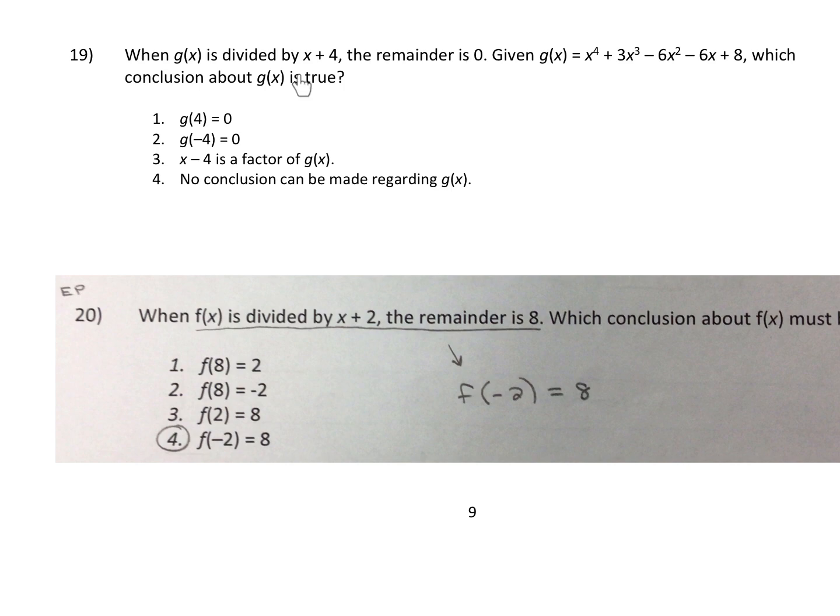Okay, so the remainder theorem says that instead of dividing by x plus 4, we can substitute in a negative 4 for this x. So this is telling us that g of negative 4 is equal to whatever the remainder is. They're telling us the remainder is 0. So this is telling us that g of negative 4 equals 0. All right, well, actually, look at this. Choice 2 says it right there. So that is our answer.